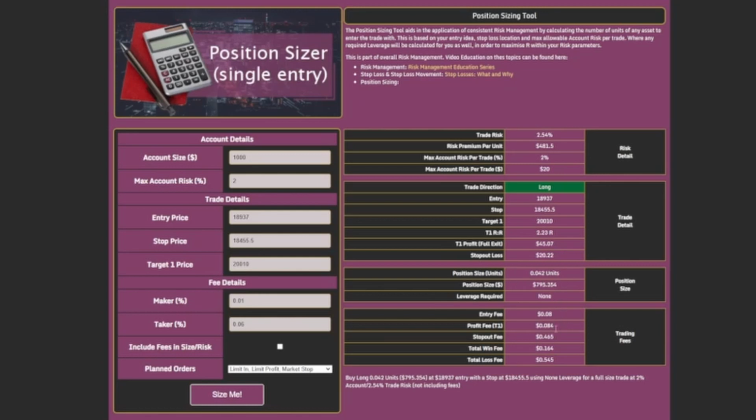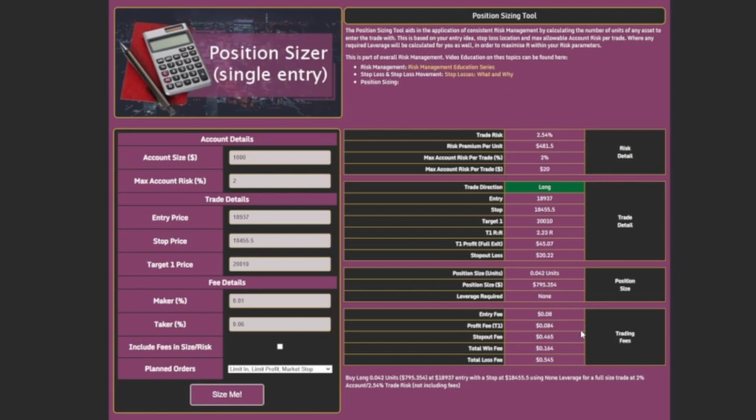Now at the bottom here we can see the fee impact of this. The entry fee is the number of units at entry price, so the overall cost, multiplied by the maker fee there. We've got a profit fee underneath, and we've got the stop out fee. Now, all I want to concentrate on here is the entry fee and the stop out fee, because that's what essentially makes up your risk.